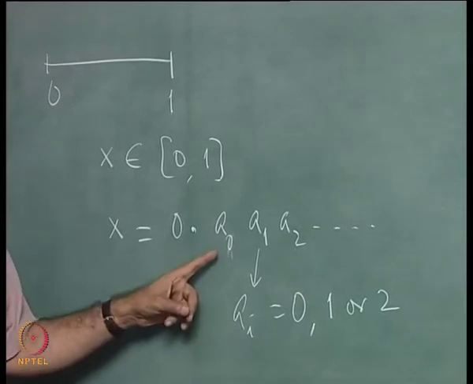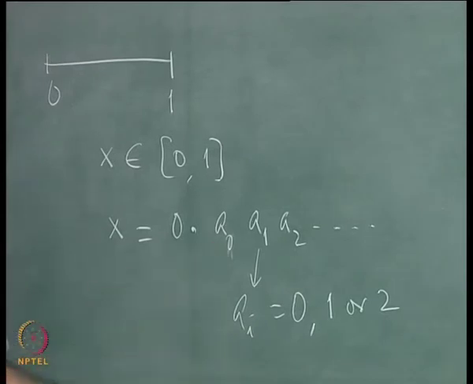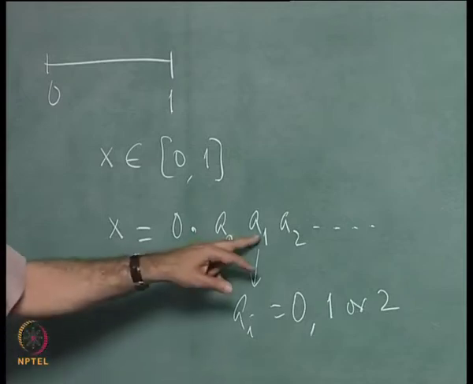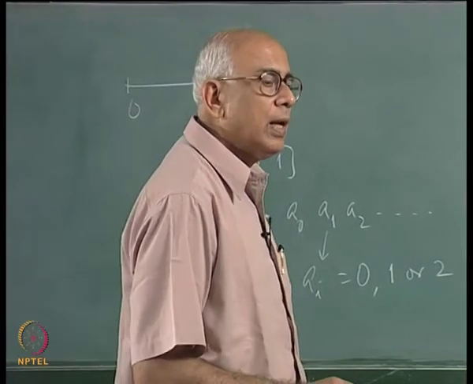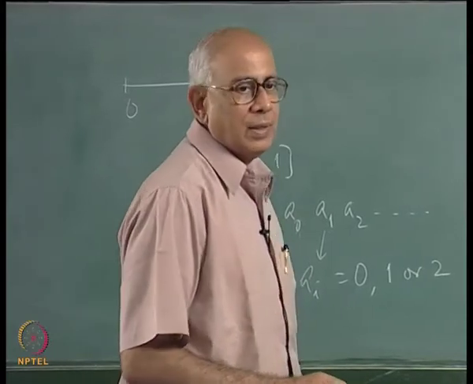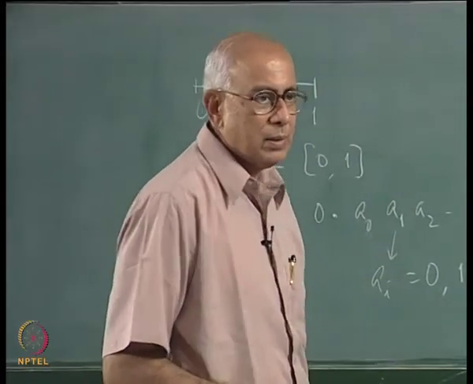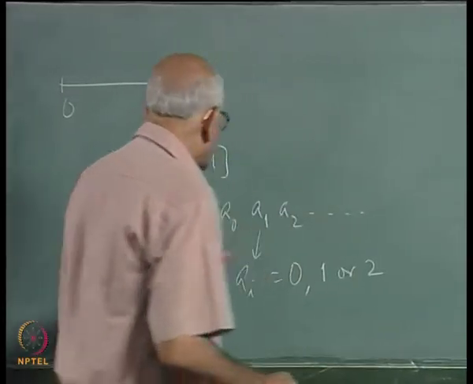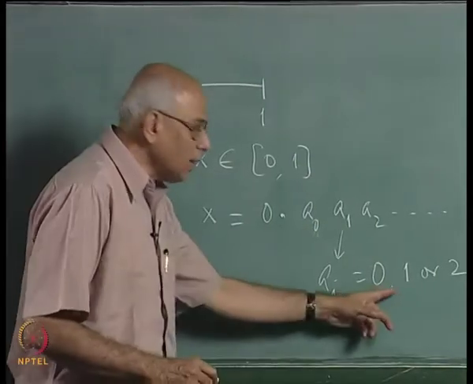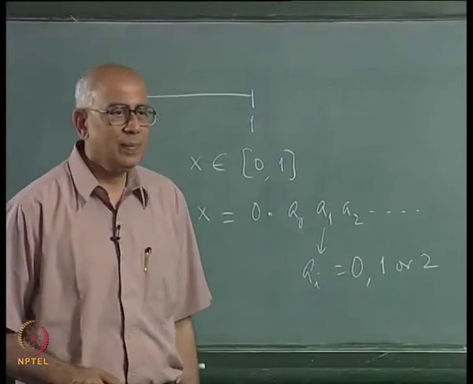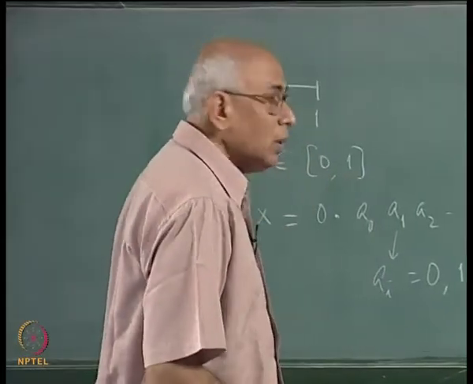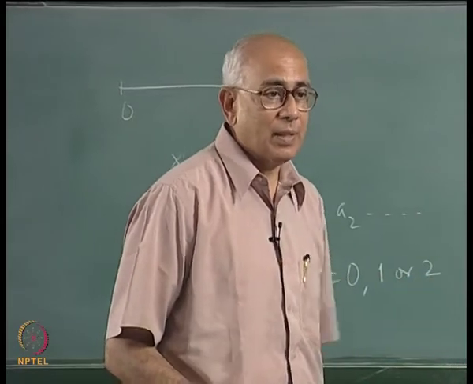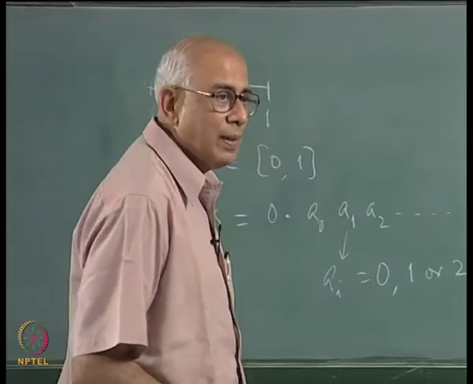So clearly a0 is the coefficient of 1 over 3 to the power 1, a1 is the coefficient of 1 over 3 squared, and so on. Then the question asked is, suppose I consider the set of all such numbers in whose ternary expansion the digit 1 doesn't appear at all. It's clearly a set of numbers and I'd like to know what's the fractal dimensionality of this set. How would you go about this?